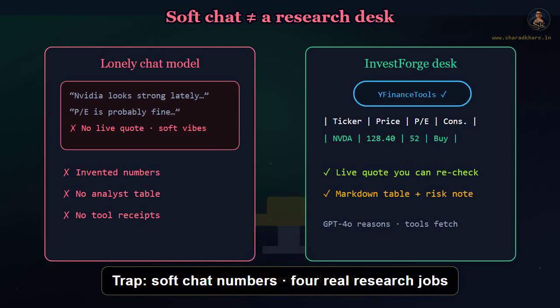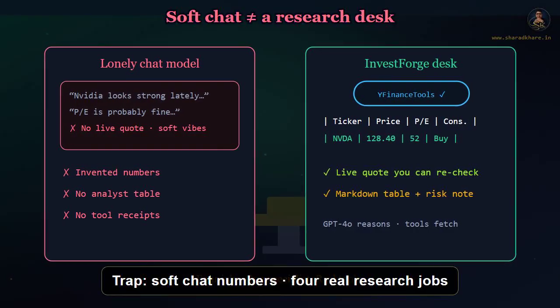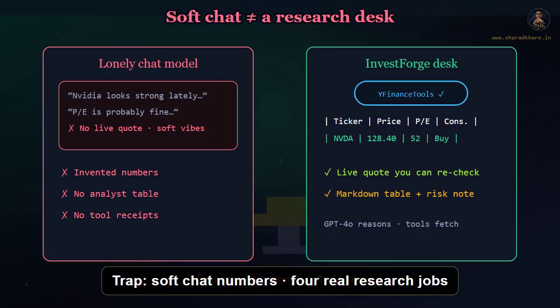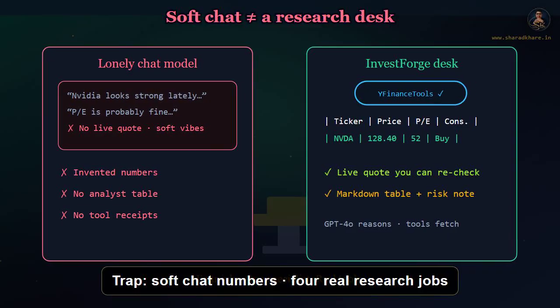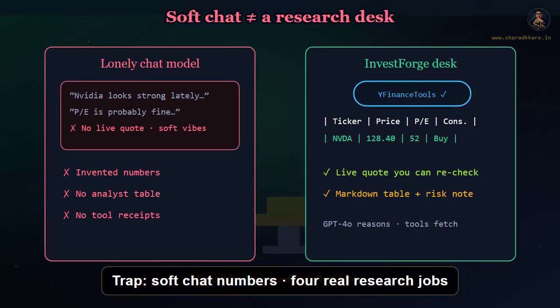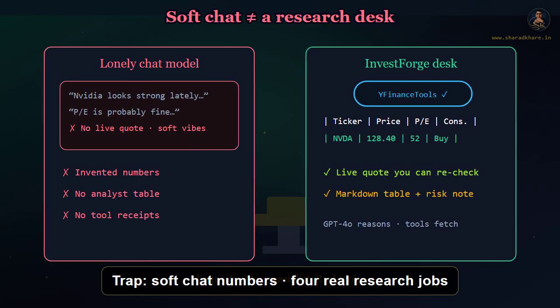Manual research is slow, and a plain chat model often invents soft numbers with no live code behind them. You ask about NVDA and you might get a confident paragraph with no current price, no PE, and no analyst table. Investment research really has four Ws. Fetch live market data, analyze fundamentals, compare tickers side by side, then advise with risk context.